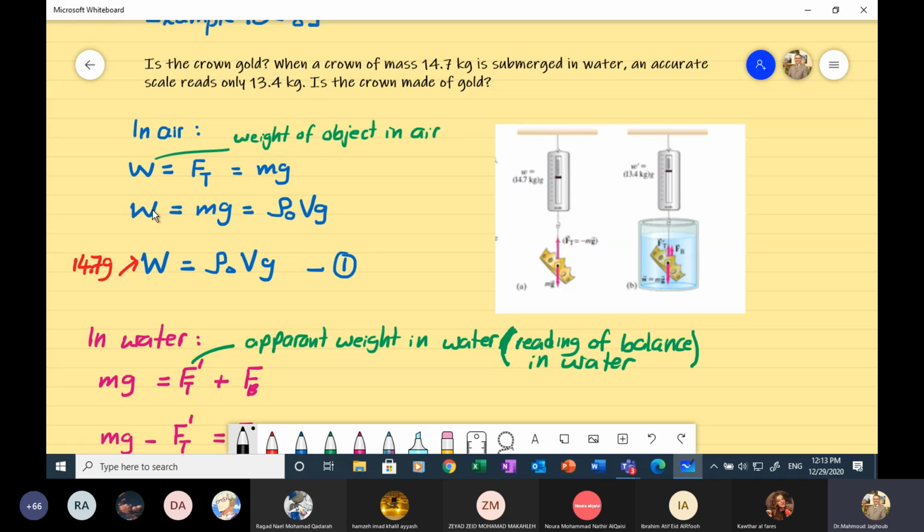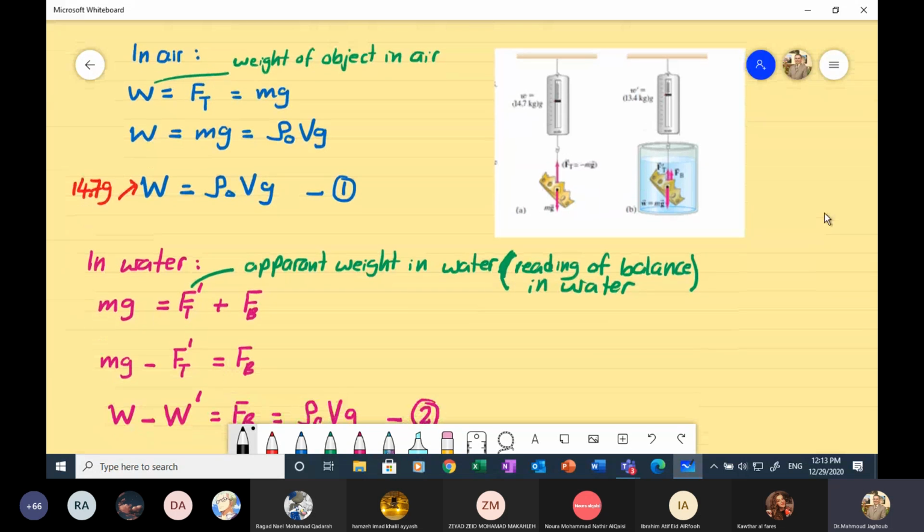Fine, no problem. I can write this as W, which is the weight, equals mg, and instead of m, I shall evaluate rho object, which is the density of the crown, multiplied by its volume multiplied by g. And therefore, I can say that W equals rho object times V times g, and I call this equation 1. Remember, what is W? W is the weight that we measure in air, which is 14.7 g. 14.7 kilograms is the mass, and g is the gravitational acceleration.